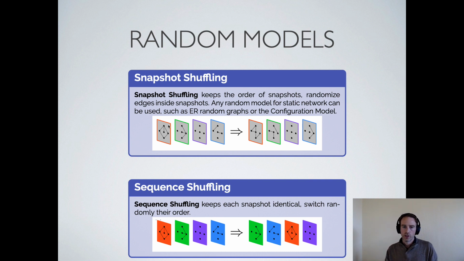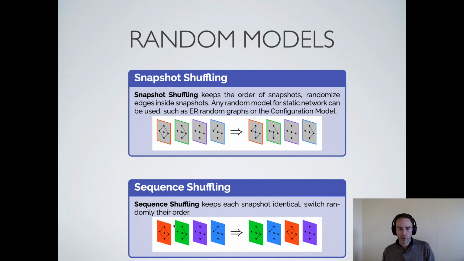The first way to shuffle a random network composed of snapshots is snapshot shuffling. It's very simple. You take each graph independently and you shuffle it using, for instance, Erdős–Rényi or the configuration model or your favorite randomization. So you see that this one becomes this one, the green one becomes the green one, and so on and so forth. The second category is sequence shuffling.